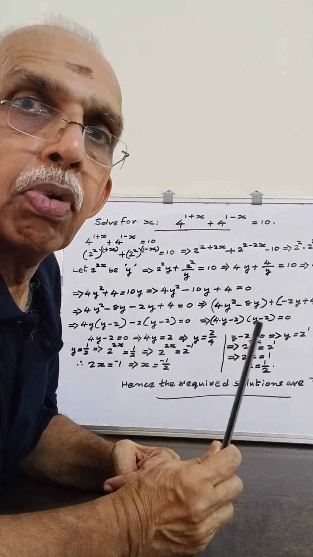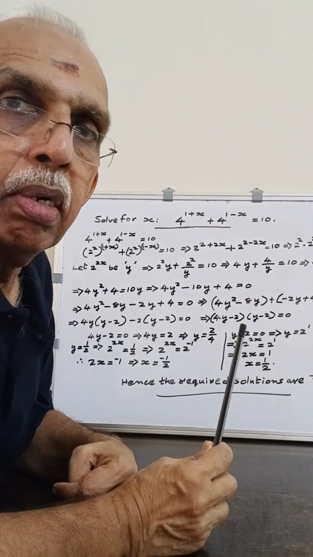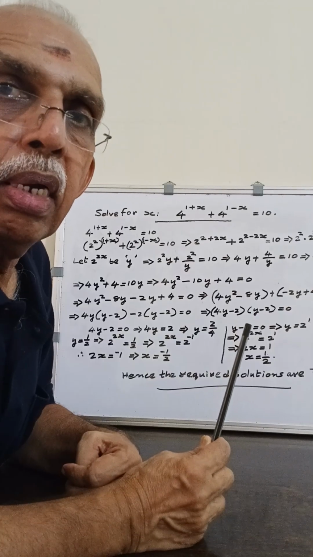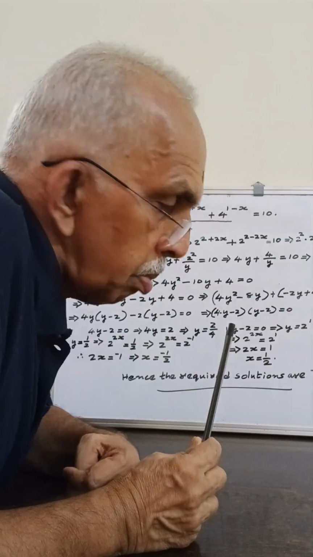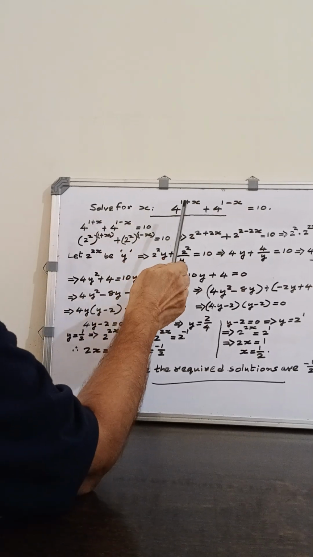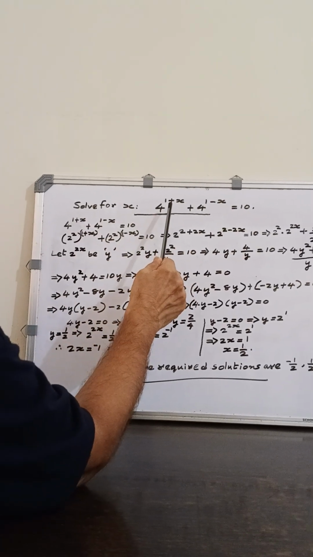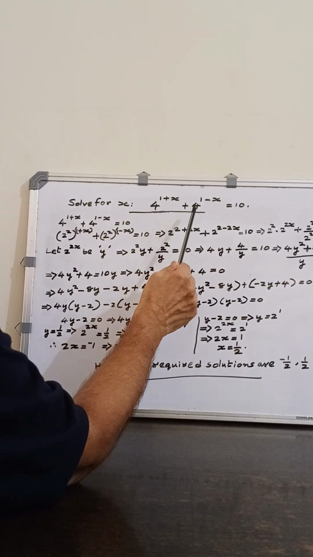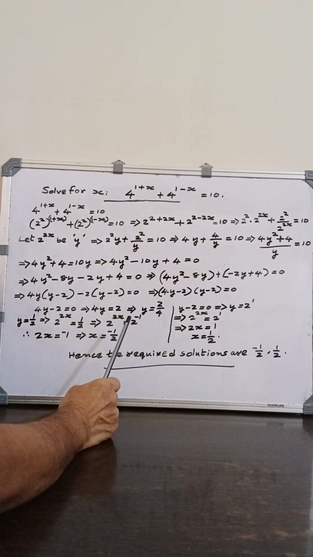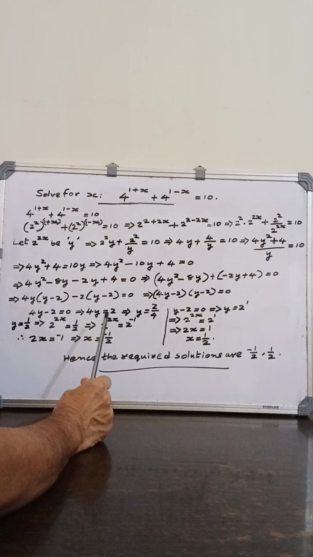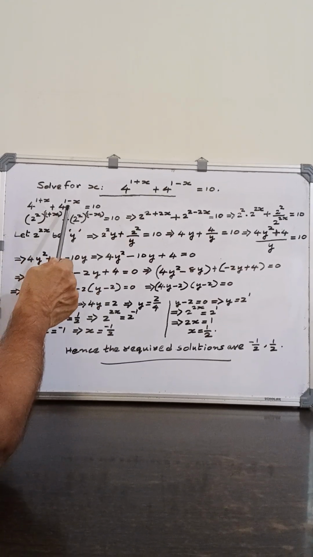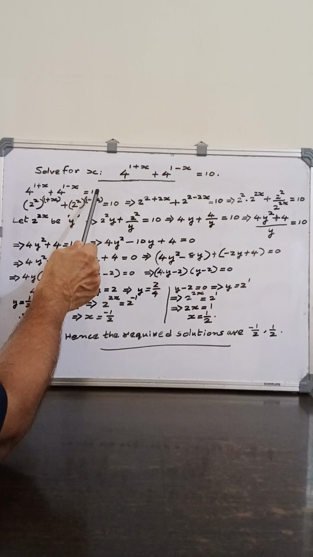Diamond solutions for mathematics. Now we are discussing some questions relating to second degree equations. Solve for x. 4 raised to 1 plus x plus 4 raised to 1 minus x equals 10. I am once more repeating: 4 raised to 1 plus x plus 4 raised to 1 minus x equals 10.